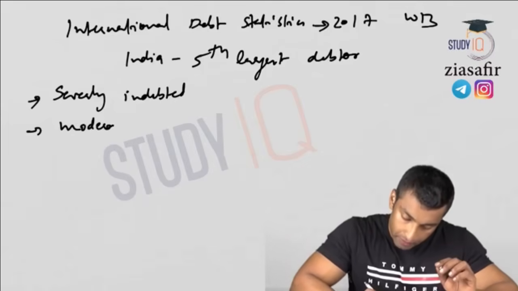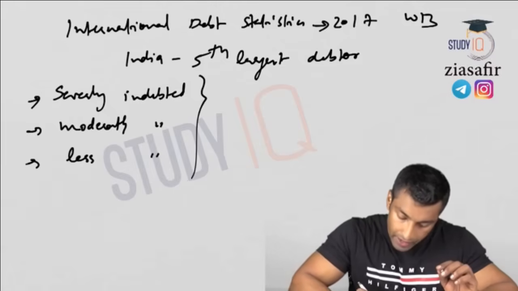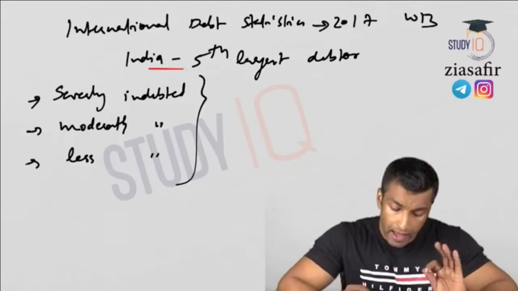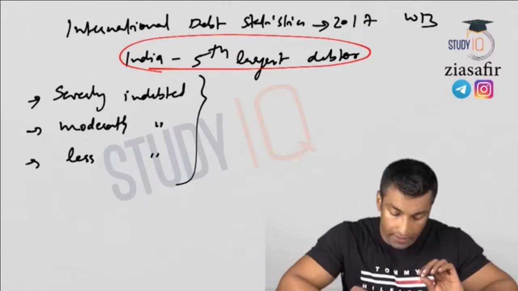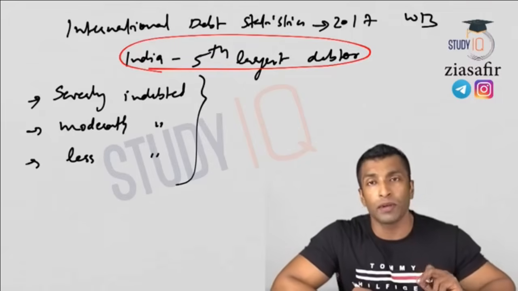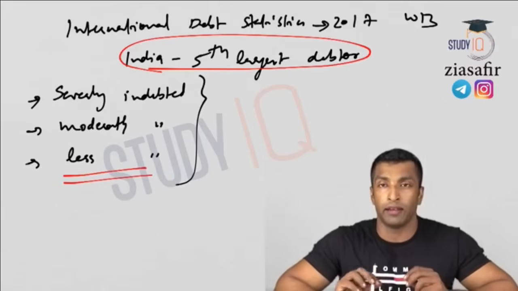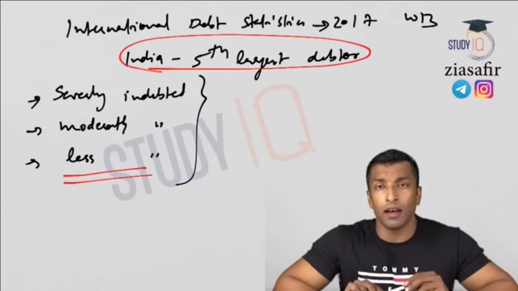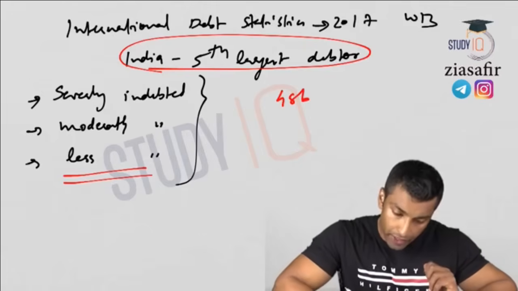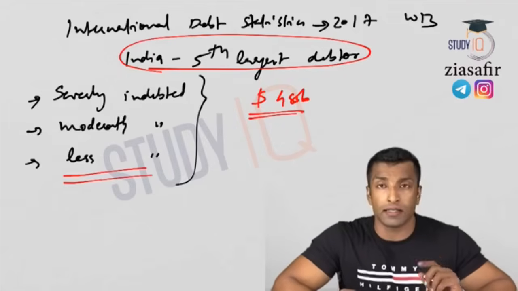moderately indebted and less indebted. So these three classifications are given on the basis of vulnerability, and I've already told you India is the fifth largest debtor, so you can make a guess here where India will come, and that guess will be wrong because India is actually coming here in less indebted. The reason is debt and indebtedness are different. Okay, so I've already told you India has $483 billion external debt.